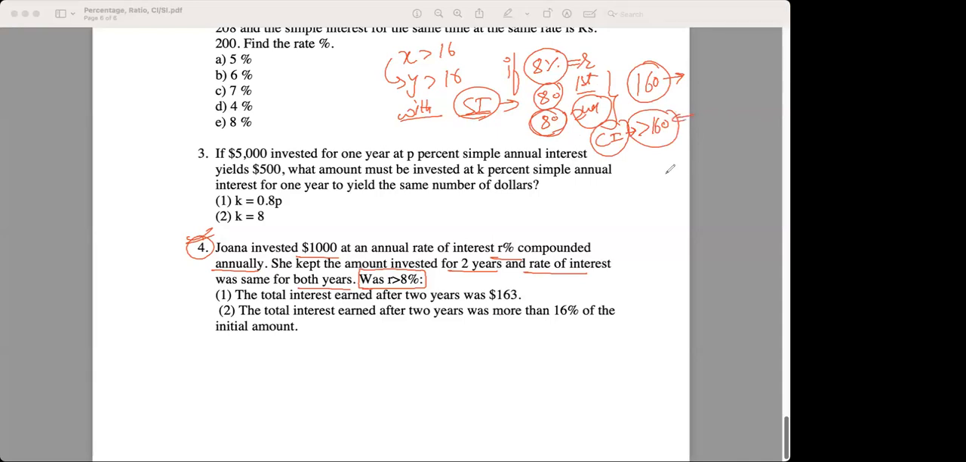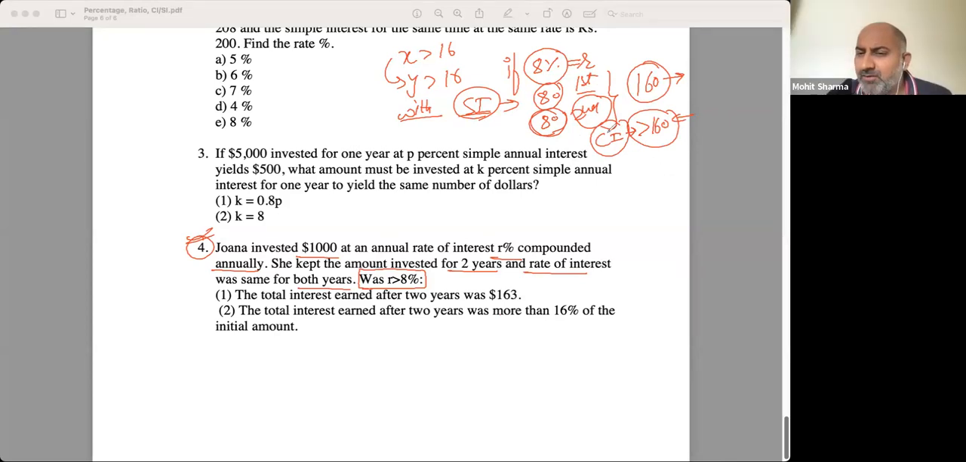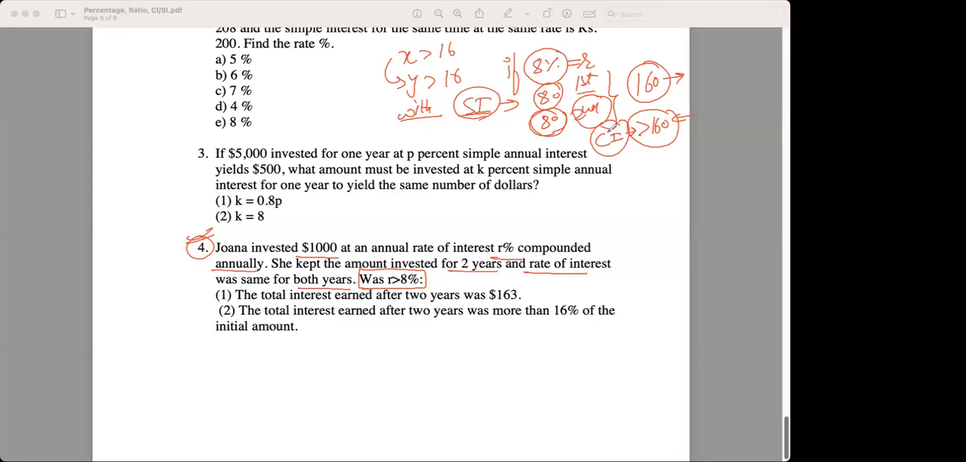Otherwise we can calculate: it will be 8% of the interest, so 8% of 80 will come out to be 6.4. We don't have to calculate. That's the point. Yes, what you're saying is totally fine, but we don't have to calculate.